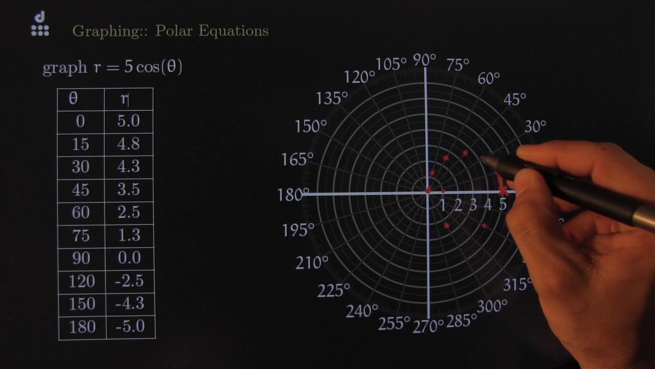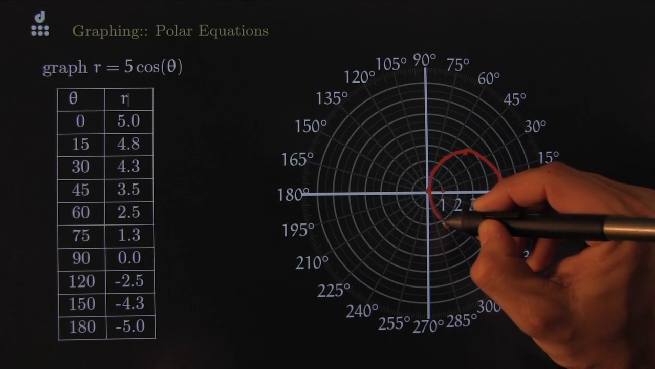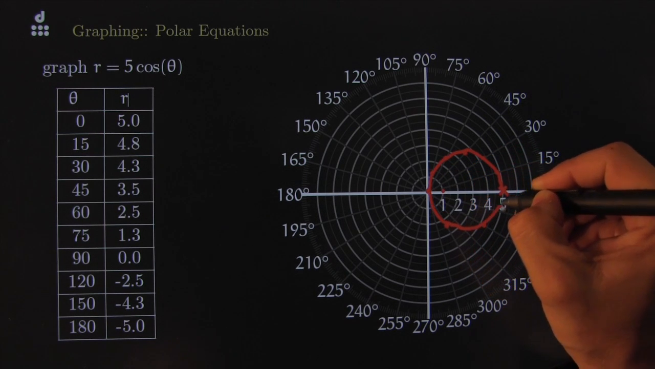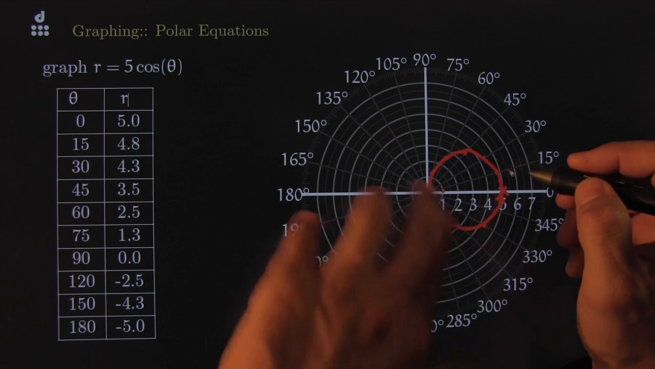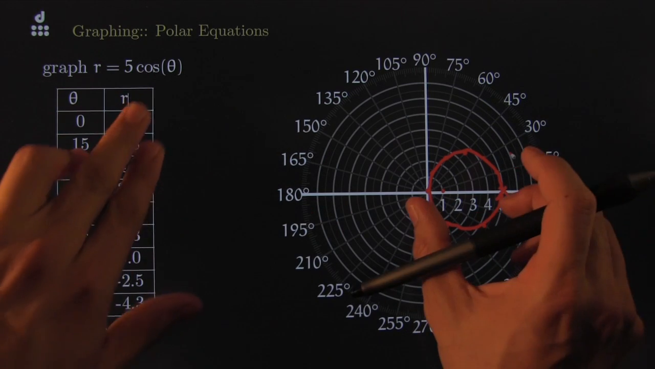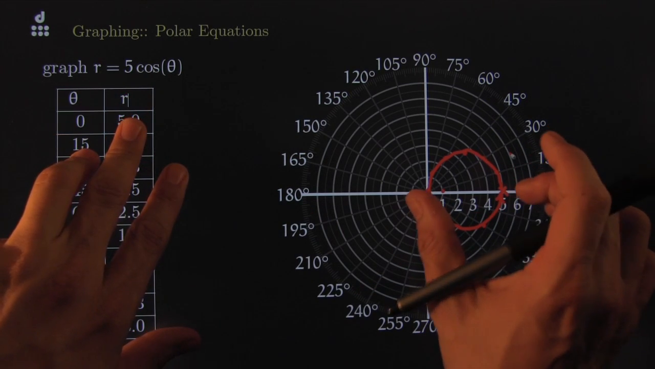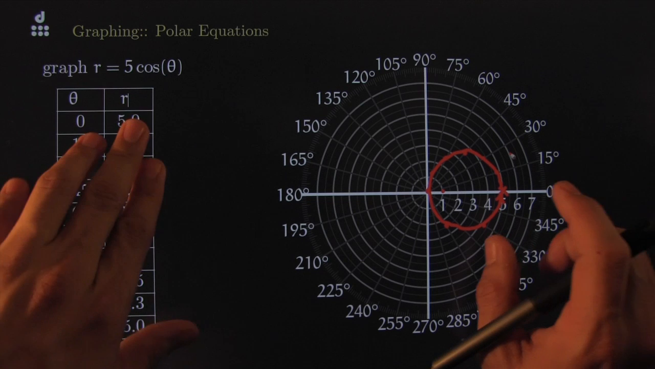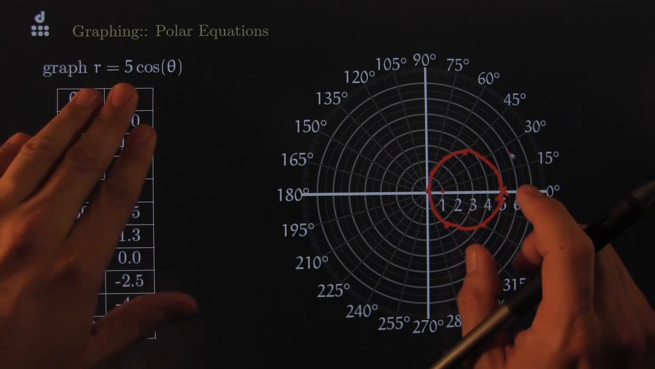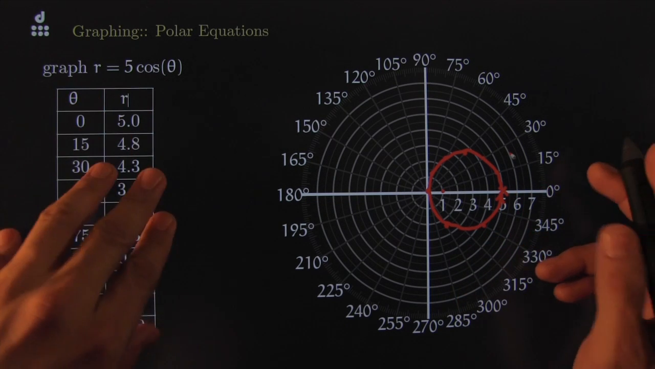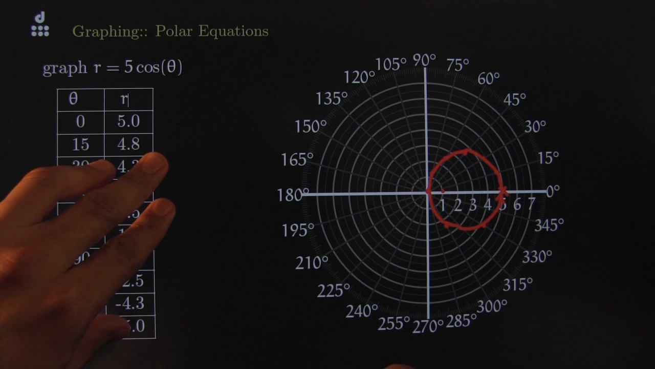If you trace that, you went this way, all the way around. Of course, you made it back where you were. It's famously a circle with diameter 5, positioned on the right side of the y-axis. Polar coordinates, famous polar graph. That was too easy. Shall we try another one?